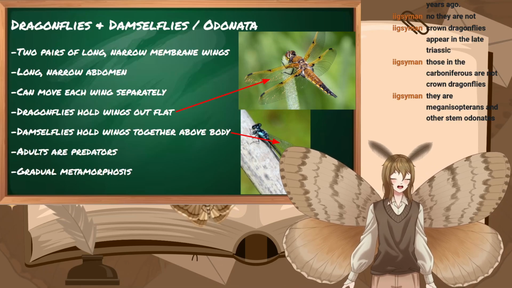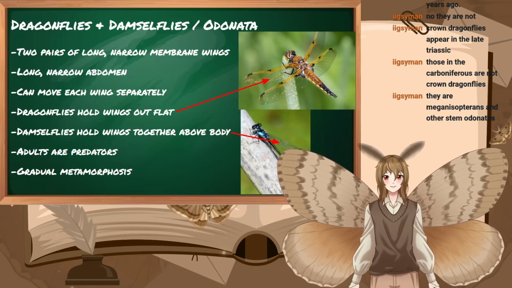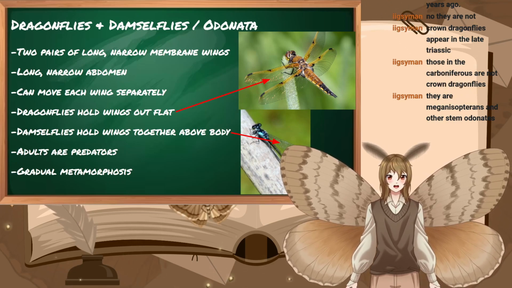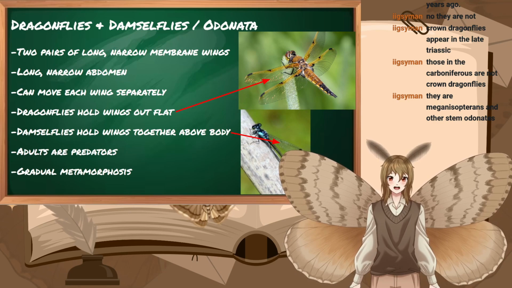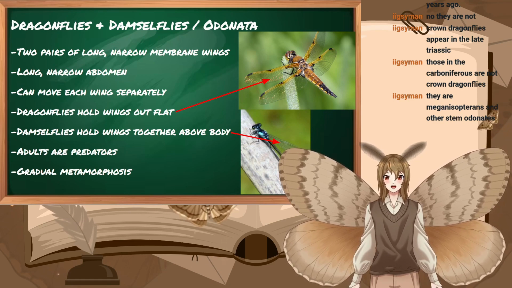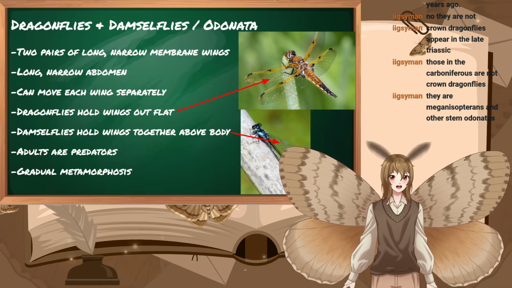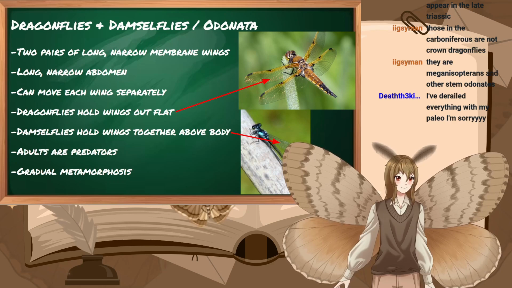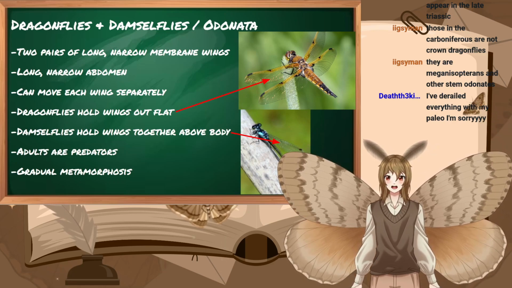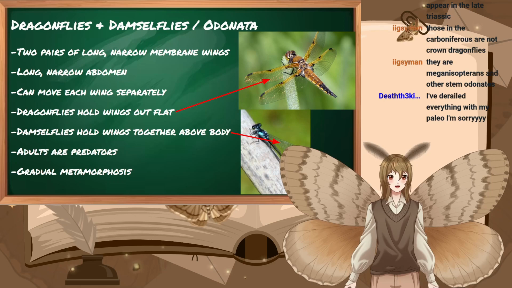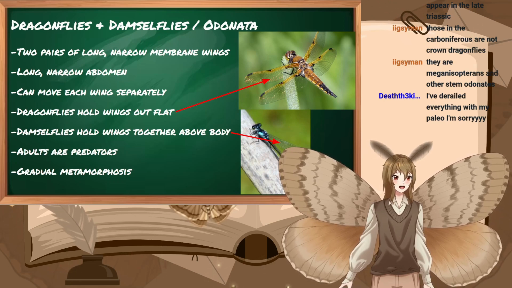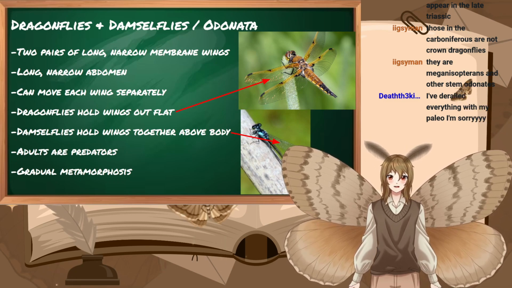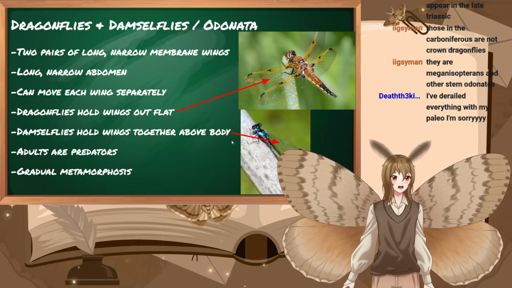Now, speaking of dragonflies, we have Odonata, which is also a very large order of insects. They have two pairs of long, narrow membrane wings and a very long and narrow abdomen. A very fun part about dragonflies is that they can move each wing separately, which gives them incredible acrobatics. A really good way to know if it's a dragonfly or a damselfly when they're sitting would be that dragonflies hold their wings out flat when they're sitting, while damselflies hold their wings together above their body.